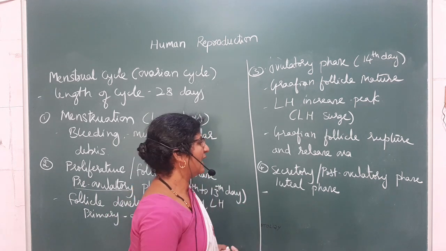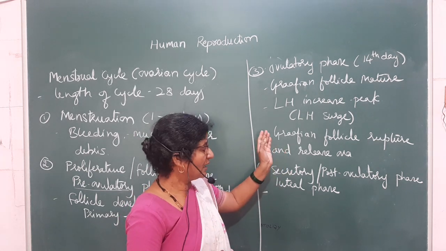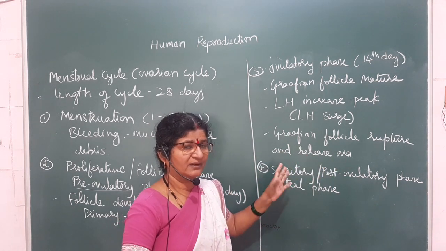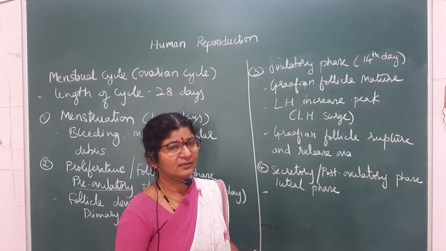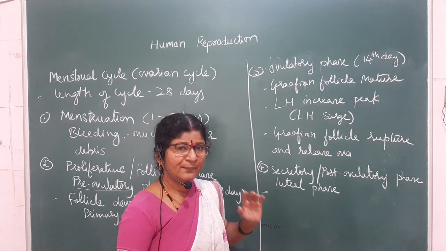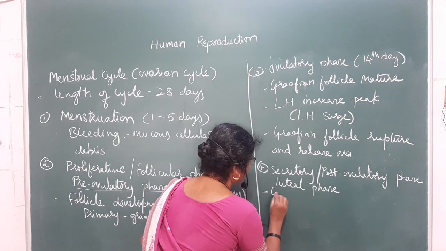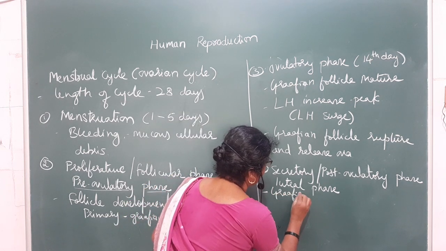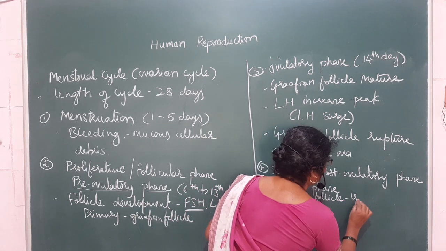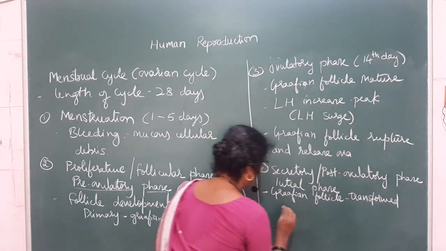So here what will happen? The Graafian follicle, which is ruptured afterwards, will release the ova, and the remaining cells will remain there itself. Only ova will come out from the Graafian follicle. The remaining cells of the Graafian follicle will get converted into a temporary endocrine gland, which is called corpus luteum. That is, the Graafian follicle will get transformed into corpus luteum.